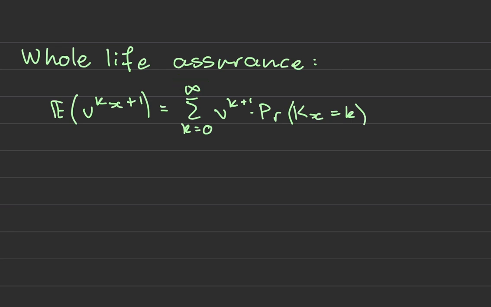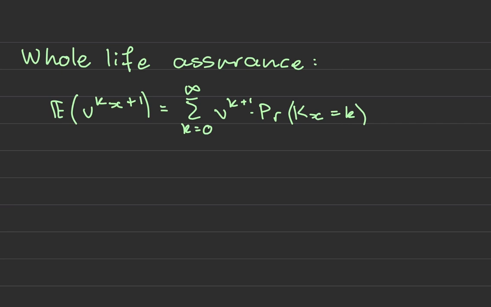So if someone dies in 6 months' time, then k would be equal to 0 because their curtate future lifetime is 0 years. And then the lump sum would be discounted by 1 year, so 0 plus 1. So it's v to the power of 1, and I multiply that by the probability that they have 0 years left, that their curtate future lifetime is equal to 0. And I sum that up from 0 to infinity.